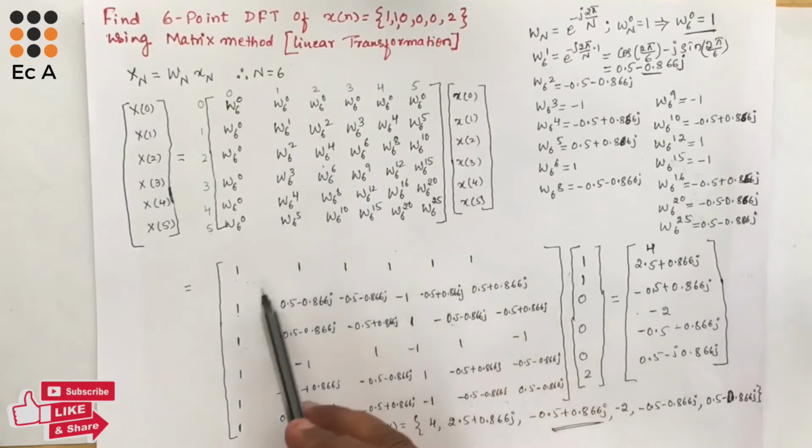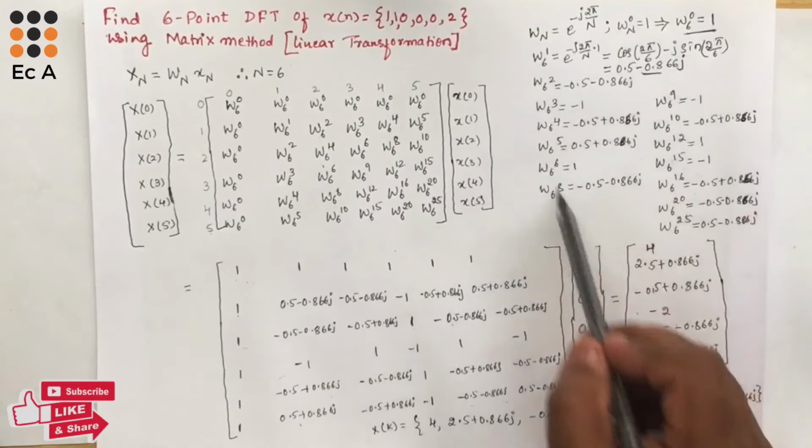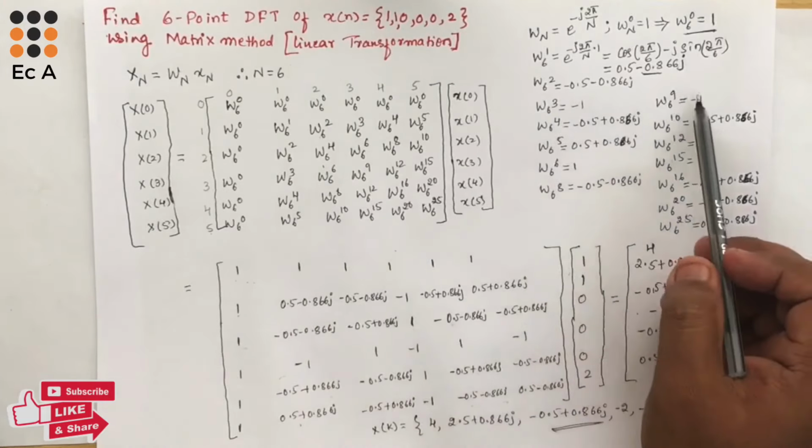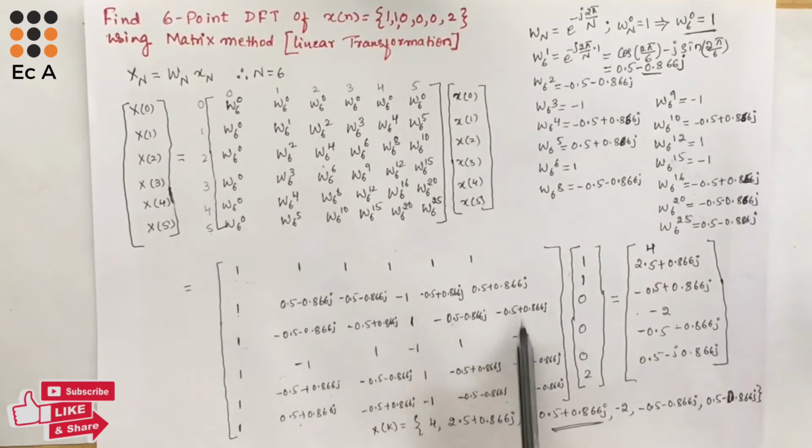This is the standard matrix for the 6-point DFT. Even if you don't calculate these values, if you remember this matrix, you can directly substitute the matrix values. Otherwise, if you get confused, you can use this calculation method to find each twiddle factor value and write the matrix for the twiddle factor. I hope you have understood the topic. Thank you.